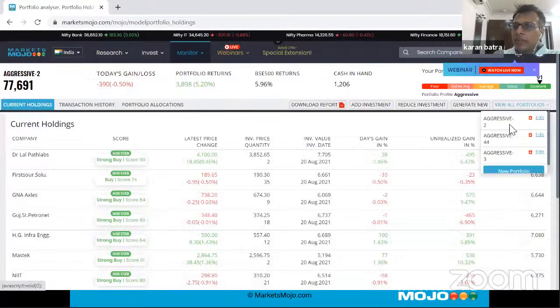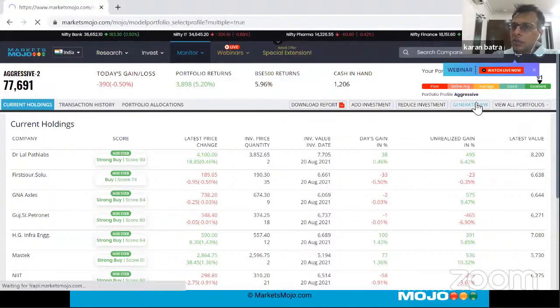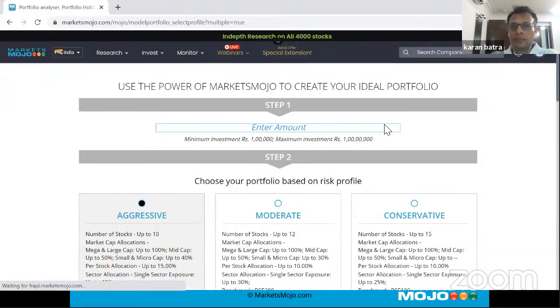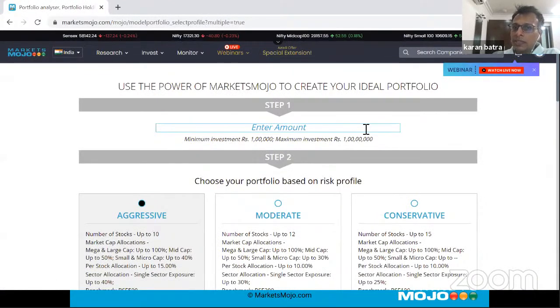You can create up to 5 model portfolios. So let me generate a new one and show you how this works. Only a simple 3-step process. You enter the amount, select your portfolio, and start. So let's say I want to create a portfolio of 2 lakh rupees.